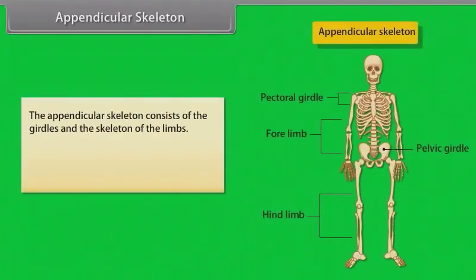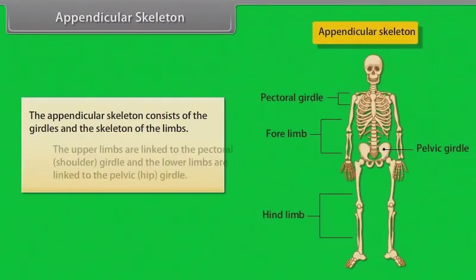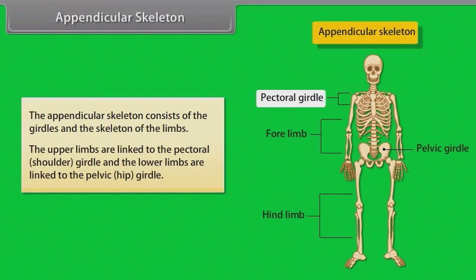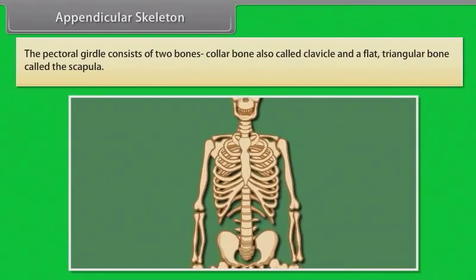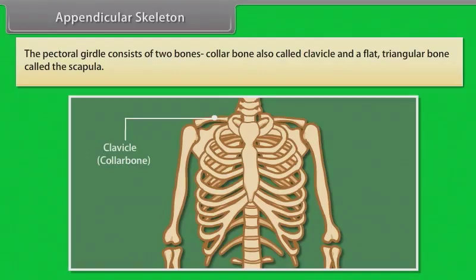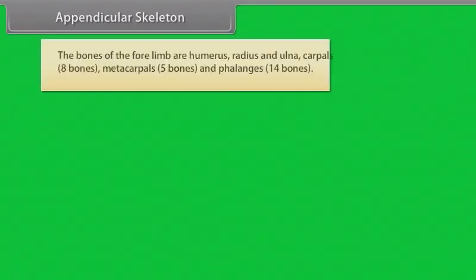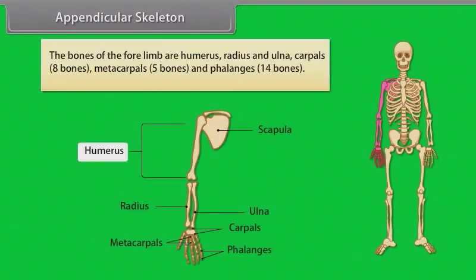Appendicular skeleton. The appendicular skeleton consists of girdles and the skeleton of the limbs. The upper limbs are linked to the pectoral or shoulder girdle, and the lower limbs are linked to the pelvic or hip girdle. The pectoral girdle consists of 2 bones, collarbone, also called clavicle, and a flat triangular bone called the scapula. The bones of the forelimb are humerus, radius, and ulna.